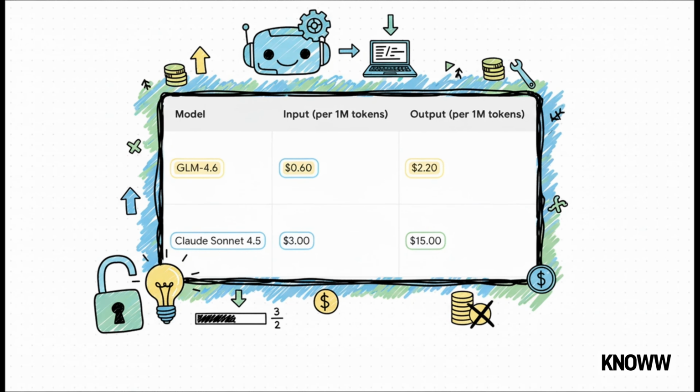And if you're wondering how it's so much cheaper, this table tells the whole story. Look at the input cost. Yeah, 60 cents versus $3, that's a big deal. But the real dagger is the output cost. GLM 4.6 is just over $2 per million tokens. Claude, $15. And when you're generating code, that output cost is, well, it's everything.